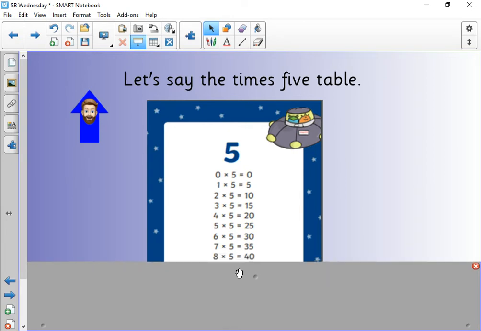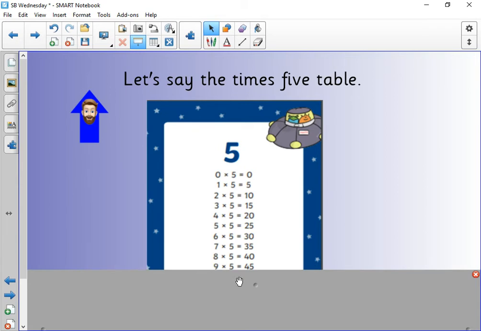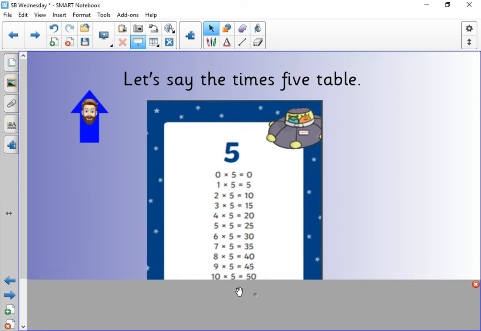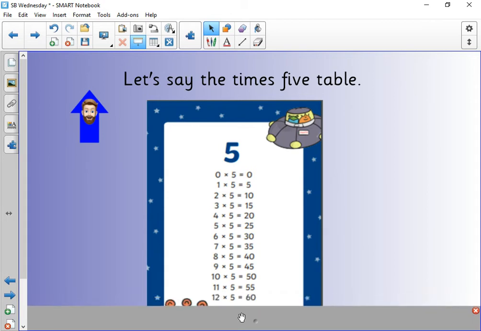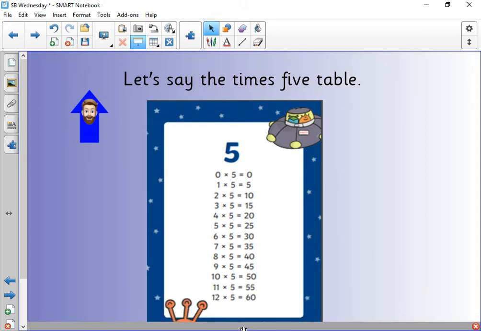8 times 5 is 40. 9 times 5 is 45. 10 times 5 is 50. 11 times 5 is 55. 12 times 5 is 60.